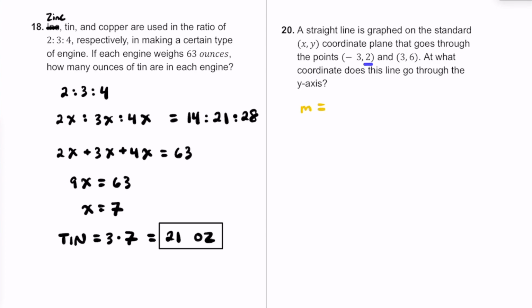Well, the vertical change is going to be 6 minus 2, which is going to be 4. And the horizontal change here is going to be from -3 to 3. That's going to be 6. So the rate of change here, it looks like, is 2 to 3 ratio. That's going to be our slope here.